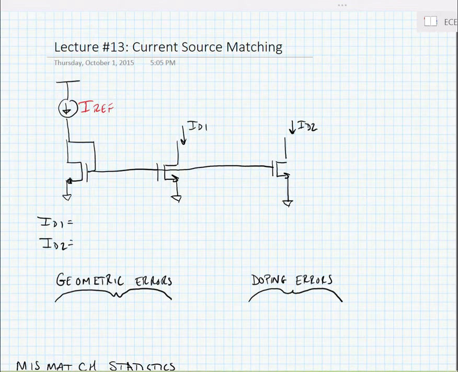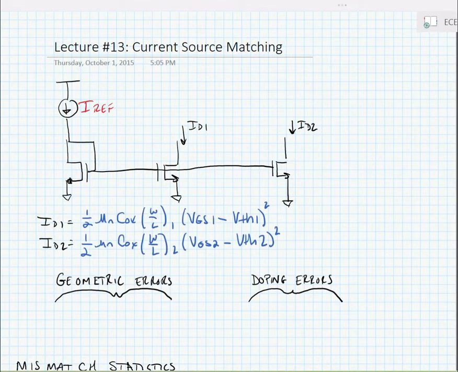So here we've drawn a current mirror where we're trying to mirror the reference current Iref to two different outputs, ID1 and ID2. Now we know that the current through these is going to depend upon the geometry and the gate to source voltage across them. So here we've written out the current equations for MOS devices in saturation: 1/2 mu n Cox W over L (VGS minus VTH) squared.